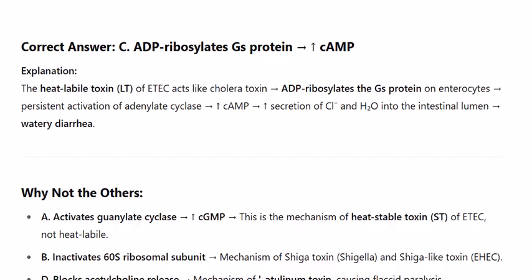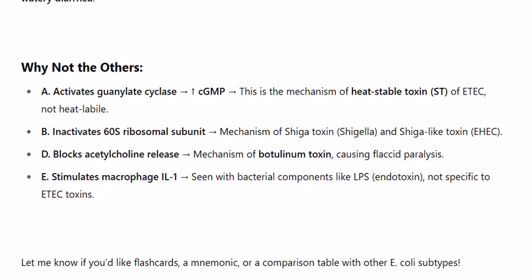A. Activates guanylate cyclase, cGMP. This is the mechanism of heat-stable toxin, ST, of ETEC, not heat-labile. B. Inactivates 60S ribosomal subunit, mechanism of Shiga toxin, Shigella, and Shiga-like toxin, EHEC. D. Blocks acetylcholine release, mechanism of botulinum toxin causing flaccid paralysis. E. Stimulates macrophage IL-1, seen with bacterial components like LPS, endotoxin, not specific to ETEC toxins.